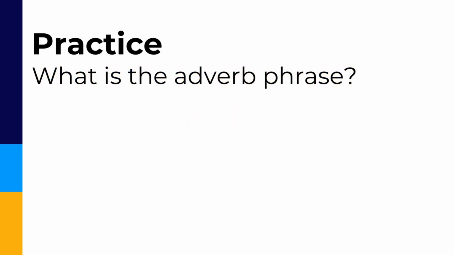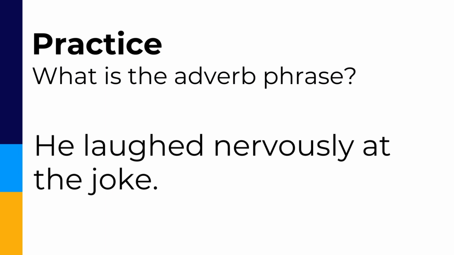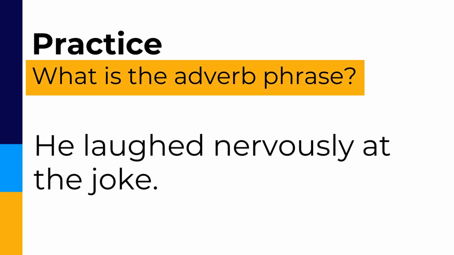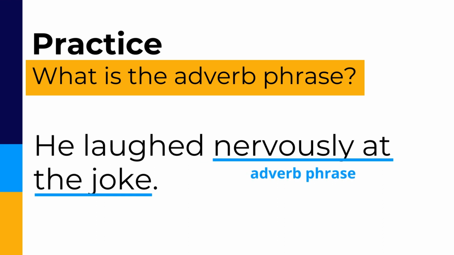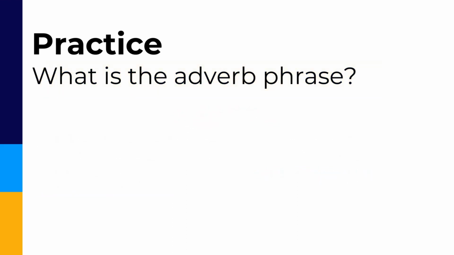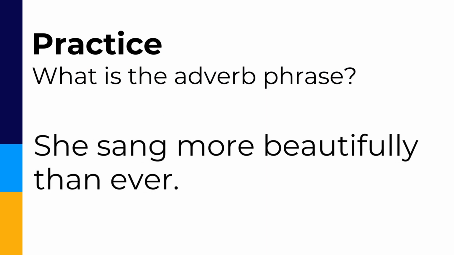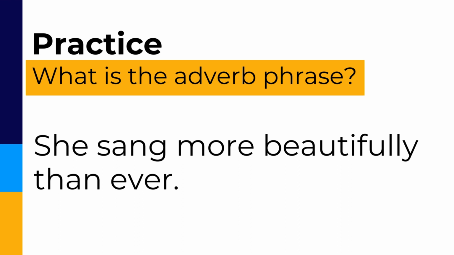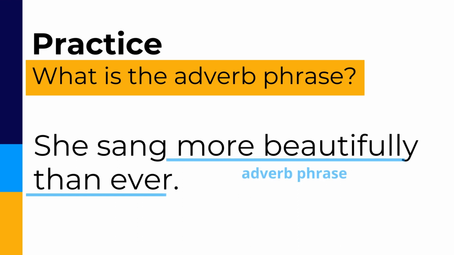Number 2, he laughed nervously at the joke. The adverb phrase in this sentence is nervously at the joke, which describes how he laughed. And example number 3, she sang more beautifully than ever. More beautifully than ever is your adverb phrase that describes the verb sang.